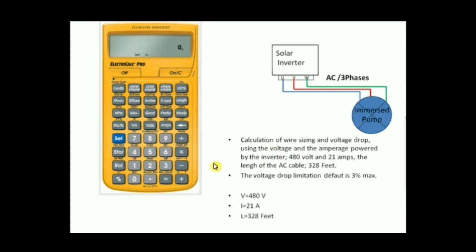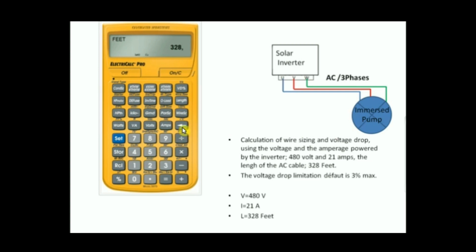So first of all, we have to enter the voltage, which is 480 volts. And then we have to enter the amperage, which is 21 amps. And finally, we have to enter the length of the AC cable, which is 328 feet.